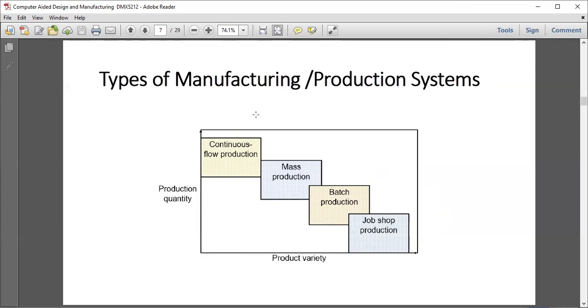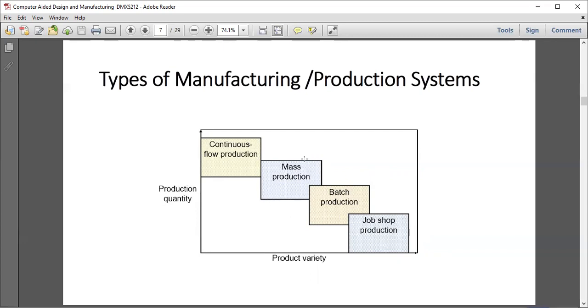So you know the term varieties, like different parts or different products, and here product volume, or the quantity. This diagram shows how product quantity and product variety change with the type of manufacturing. In a job shop, they produce various products, for example pen, pencil, eraser, maybe one or two products, as I said before. So the product variation is high and the product quantity is low.